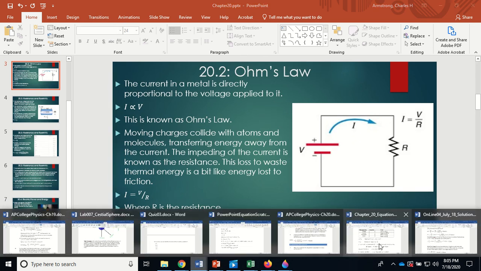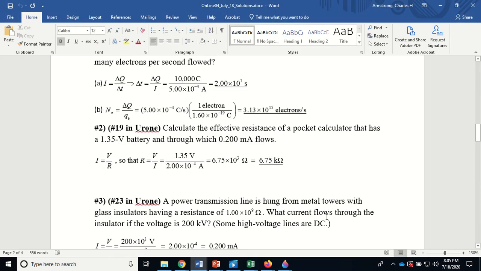So let's take a look at this one again. Here's the first one that deals with Ohm's Law. Calculate the effective resistance. Don't get hung up on the word effective. They mean the resistance of a pocket calculator that has a 1.35 volt battery and through which 0.200 milliamps flows. Well, we had I equals V over R, so we'll just solve this for R. The most common way to write this is V equals I times R. Usually when people ask what Ohm's Law is, they'll say voltage equals current times resistance.